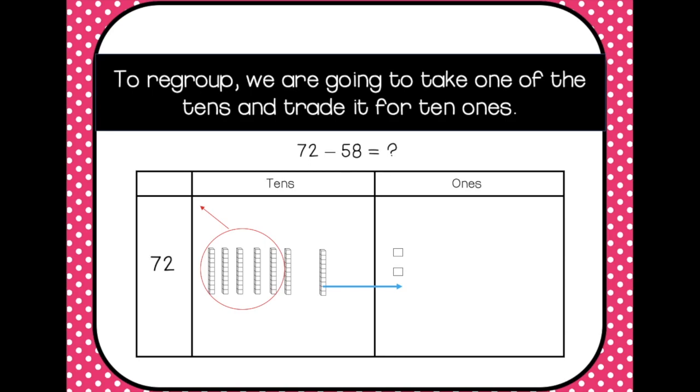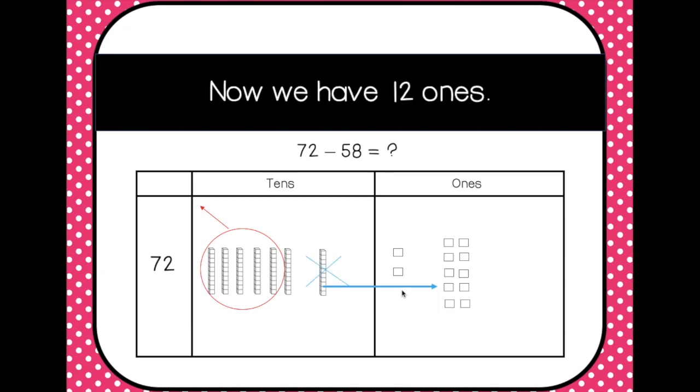So to regroup, we're going to take a 10 out of the tens place, and we're going to trade it in for 10 ones. So I've tried to show that here by showing that I'm taking this 10 and I'm dragging it over into the ones place. And when I dragged it over, it broke down into 10 ones because we can't have a 10 in the ones place. So now we have 12 ones.